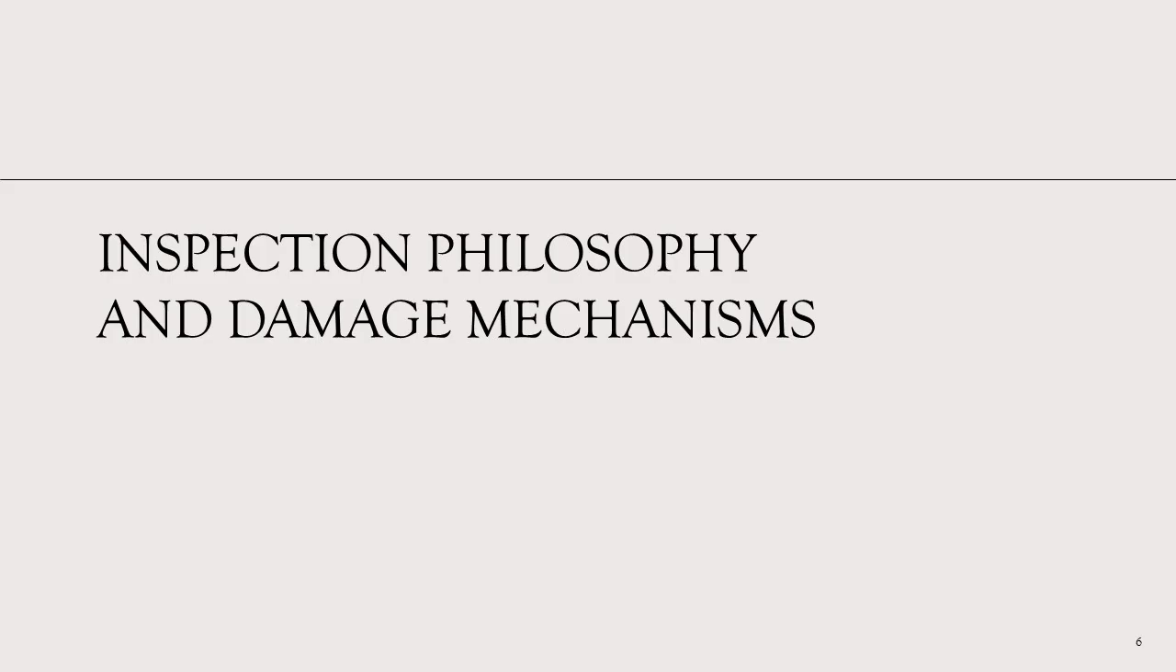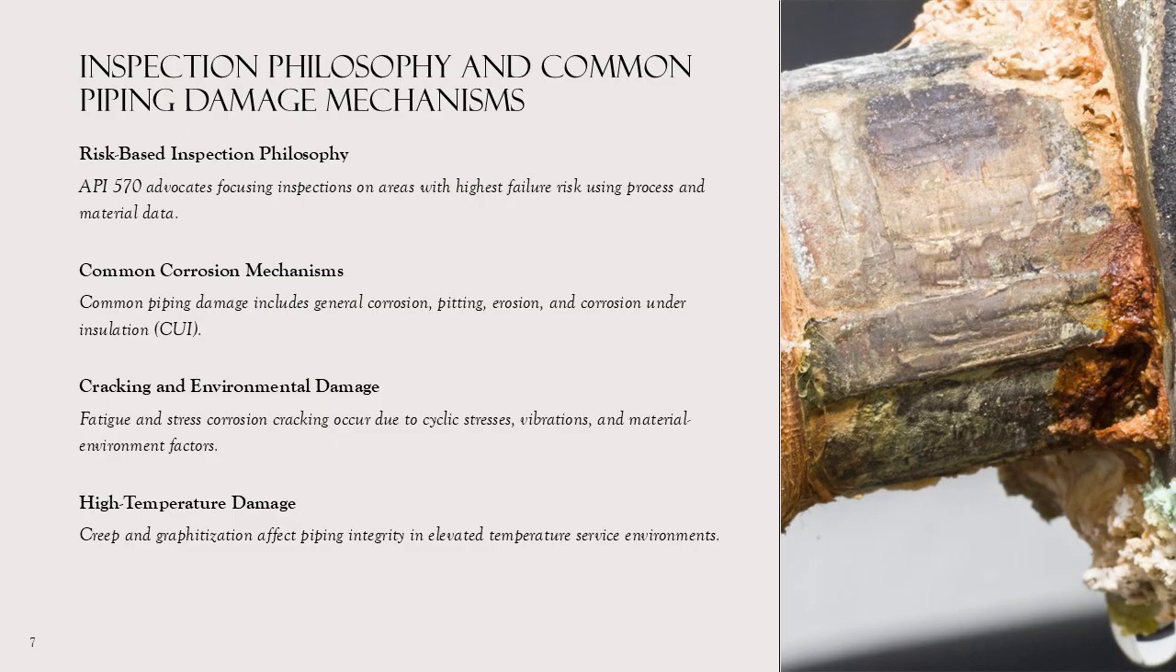Inspection philosophy and common piping damage mechanisms. API 570 promotes a risk-based and condition-based inspection philosophy that focuses inspection resources on areas with the highest likelihood and consequence of failure. Rather than inspecting all piping uniformly, inspectors are expected to identify and prioritize credible damage mechanisms based on process conditions, materials of construction, and operating history. Common piping damage mechanisms include general corrosion, localized corrosion such as pitting, erosion and erosion corrosion caused by high-velocity fluids, and various forms of cracking.